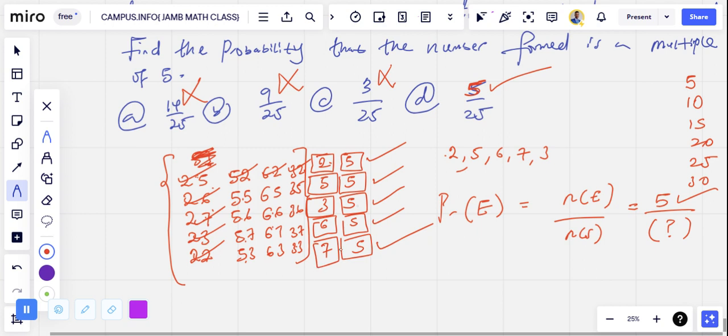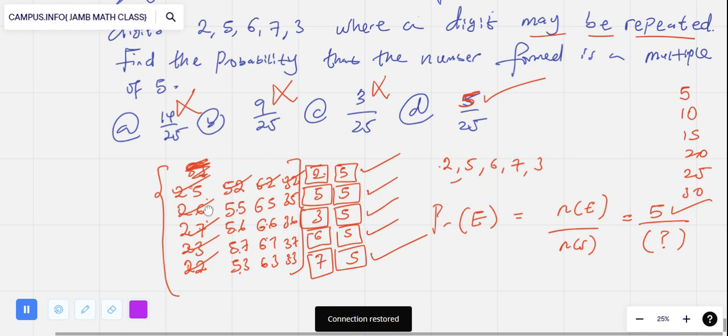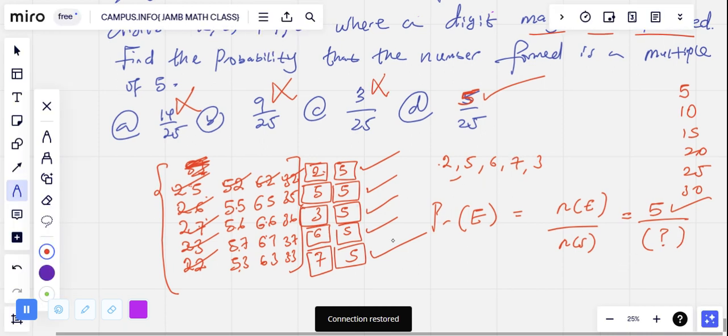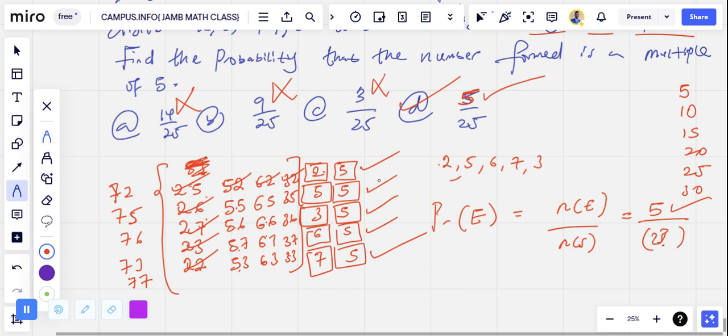Guys, we did not do... so if you did 1 of 7, it would be 25. So do you agree with that now? If I include 1 of 7, we forgot to do the 1 of 7. The 1 of 7 will be 7, 2, 7, 5, 7, 6, 7, 3, and then 7, 7. That makes it 25. So I think that's correct. So option D is correct.